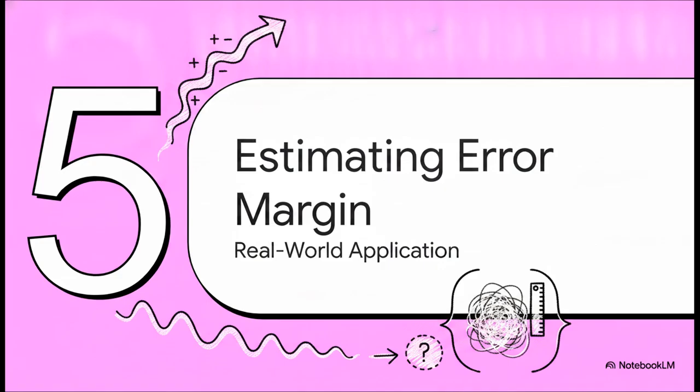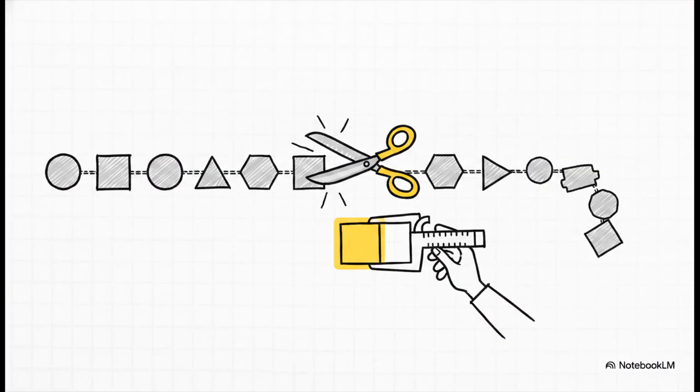And that brings us to section 5, estimating the error margin. Let's pivot to a bit of a real-world application here. I mean, it's great to know that a series converges, but in practice, we usually can't sit around adding up infinite terms. We have to stop somewhere. So how do we use these convergence tools to precisely approximate the actual sum?